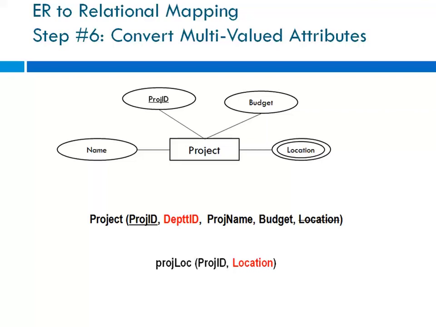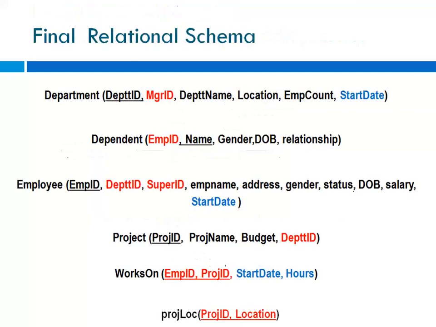In this new table, the project ID is added as a foreign key from the project table, and the combination of project ID and location defines the primary key for this new table. This is the final relational schema with all the tables that we have created by following the 6 steps, and we can see the relationships here.